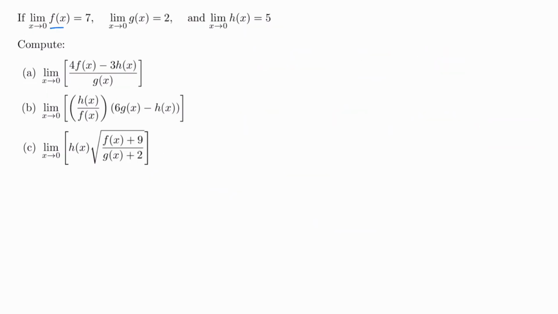Here we've got f of x is equal to 7, g of x is equal to 2, and h of x is equal to 5 for the limits as x approaches 0. So for A, we've got 4 times f of x minus 3 times h of x, all divided by g of x. So that is going to equal 28 minus 15 over 2. This is going to be 13 over 2.